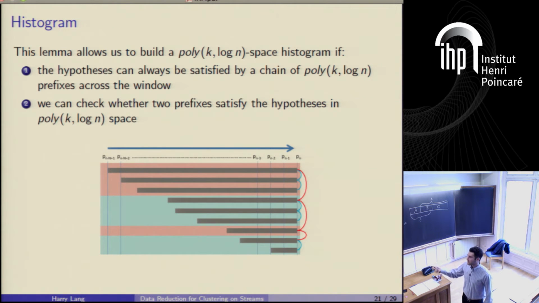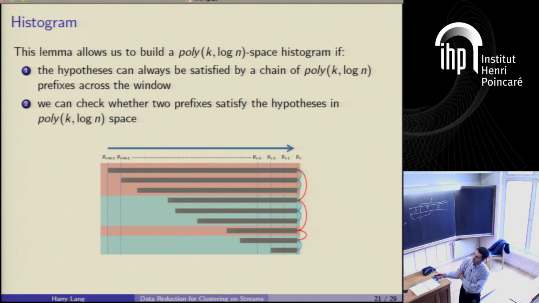So if these hypotheses can always be satisfied by some chain of polylog prefixes, what does this picture mean? If you're familiar with the smooth histograms, each one of these bars is an insertion-only instance. I just started a regular streaming algorithm. This is my oldest point, then my next oldest point, and we keep going, and here are my more recent points. So this is some algorithm I started a long time ago that only accepts points. It's not a sliding windows algorithm. It's just accepting points. And then I do that every so often to keep this histogram.